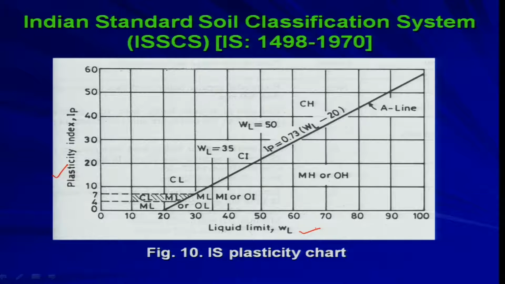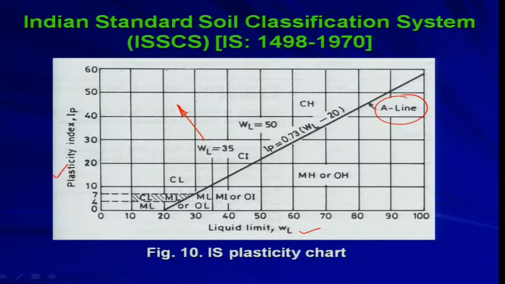Now, we have a very typical and very important line, known as the A line, which is defined by the expression IP equal to 0.73 into (WL minus 20), where WL is the liquid limit. This is a straight line which separates two materials. Anything coming on top of the line will be classified as clay, whereas anything below the line will be classified as M. Broadly this is the situation, and later we will see how we can get other things from this plasticity chart.